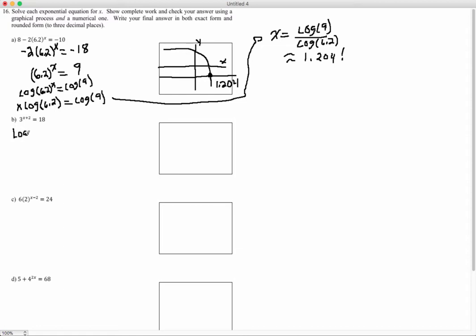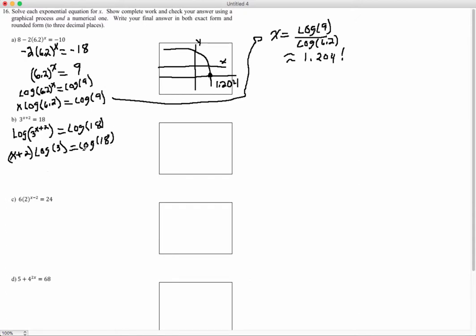So this is log of 3 to the x plus 2, going to put all of that in parentheses to indicate that that's my argument of my logarithm, and that's equal to log of 18. Don't forget to do both sides by the logarithm. You're taking the logarithm of both sides. Okay, so then this gives me what? This gives me x plus 2, again in parentheses, times log of 3 is equal to log of 18.